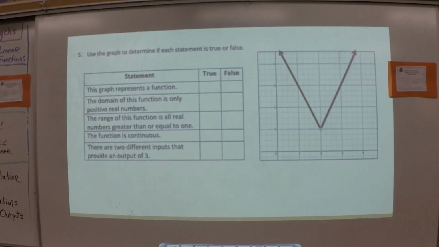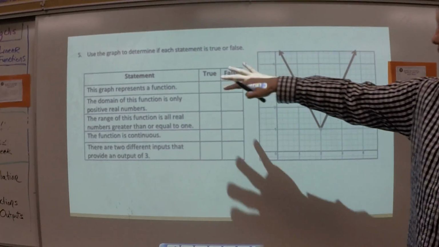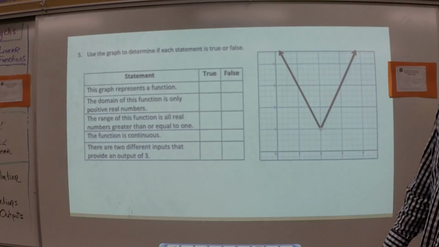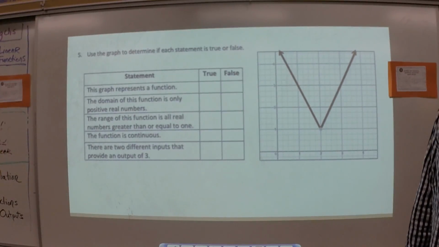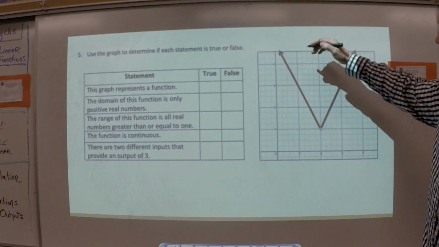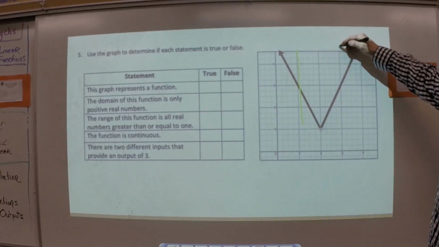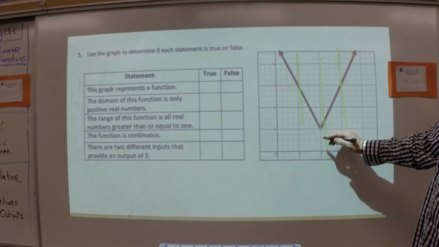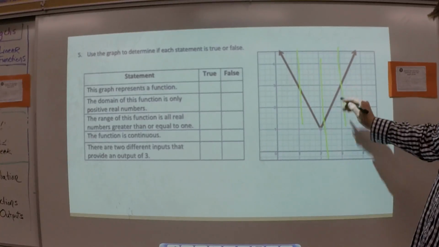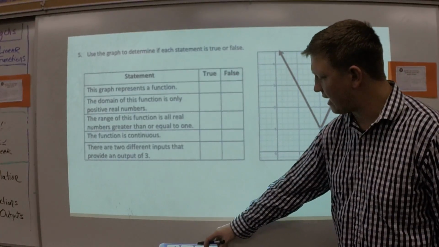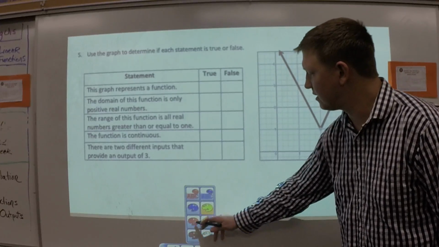Okay, check this one out. Use this graph to actually make true or false statements about each of these. This is a little tricky. It's got some goofiness. This graph represents a function. Yes, it passes the vertical line test. Anywhere I slice through it, it only goes through at one point at any moment in time. So this would be a yes.